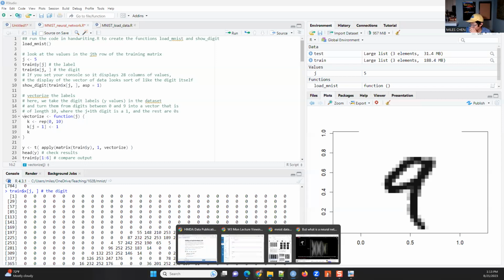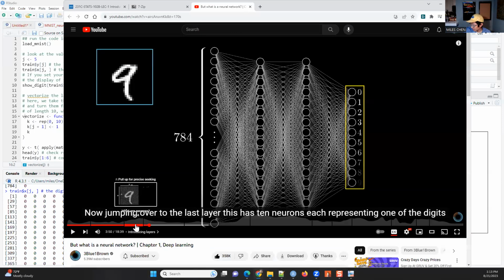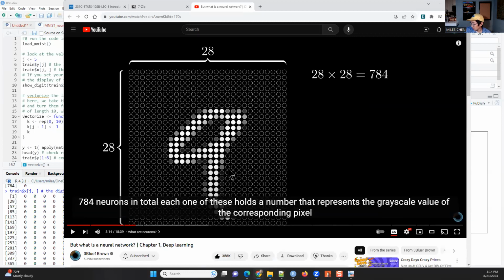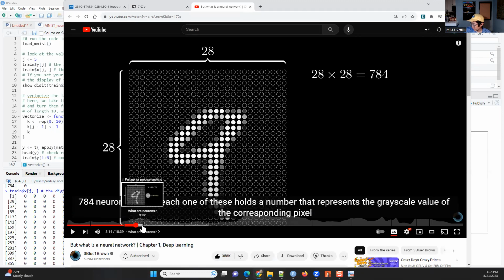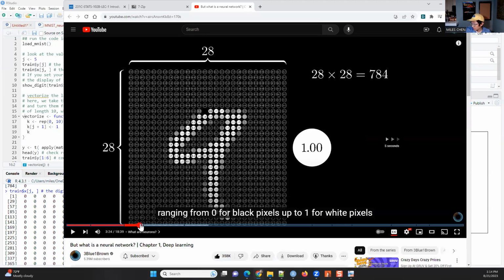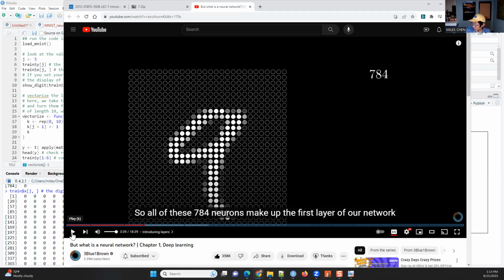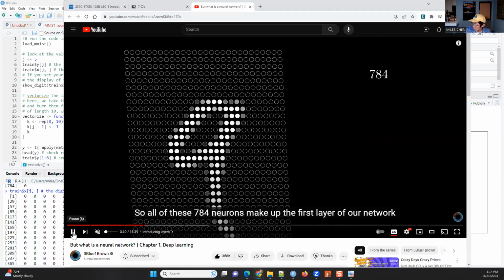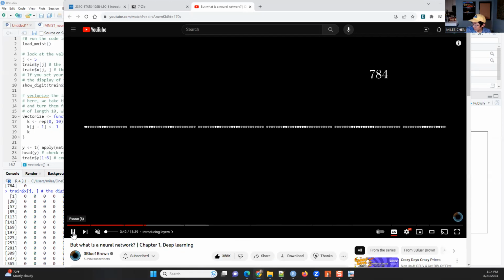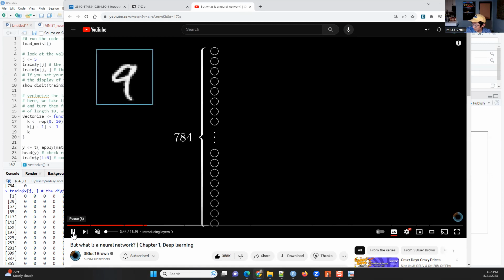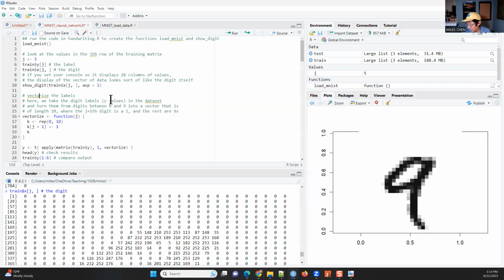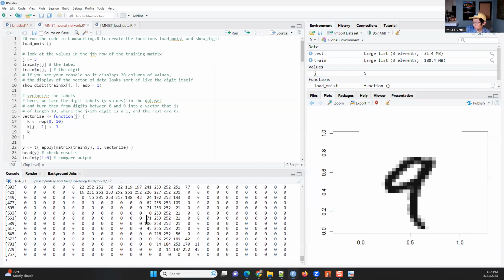So what that video illustrates is that we have 28 by 28, a total of 784 neurons here, and they get arranged. I'm going to show this very brief clip where all 784 are stretched out into one vector of length 784, and that's going to form our first layer in the neural network. Okay, and that's all we're doing here.